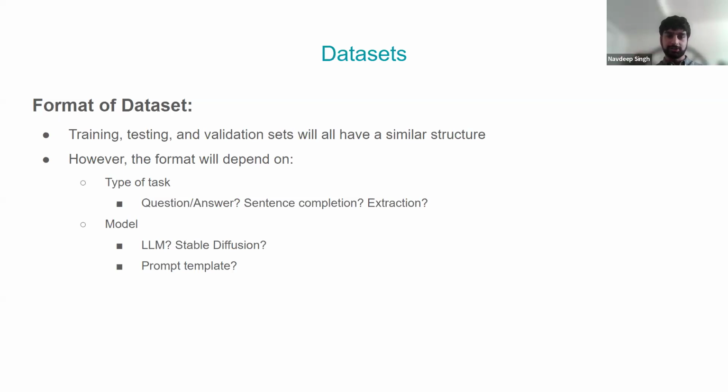So if you have a question and answer task, you'll probably give it a question as an input, and your output's going to be the answer to that question. If it's sentence completion, your input's going to be part of the sentence, and your output's the full sentence. Extraction, like in our case, the input's the research article, and your output is all the extracted information.